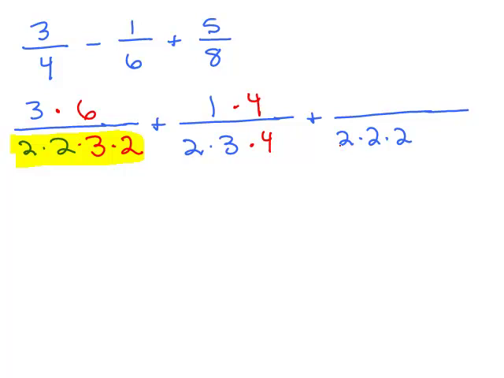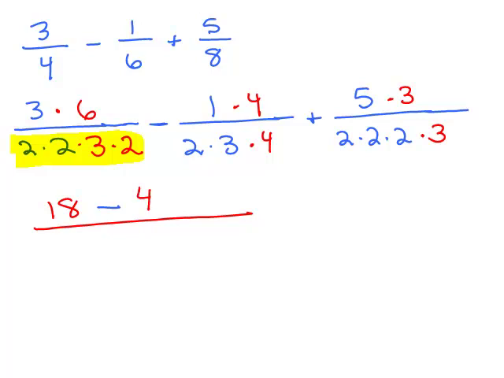And for the last denominator, I've got 3 factors of 2. It's missing the 3. For some reason, I forgot to write that 3 up there. So it's missing a 3, so I multiply the top and bottom by 3. So this gives me 18. So I'm just going to deal with the numerators. 18, and this was minus. Got to be careful we copy it correctly. Minus 4 and plus the 15.